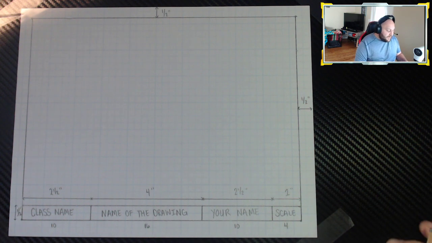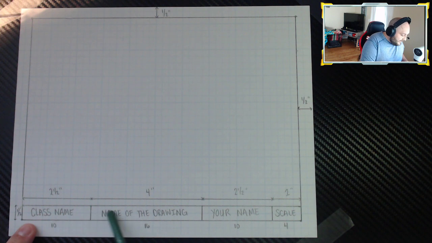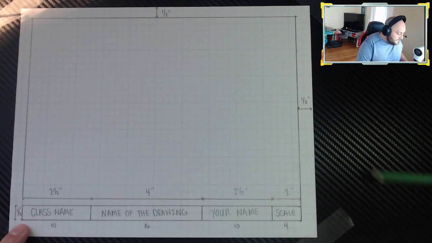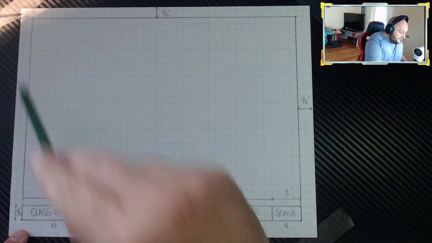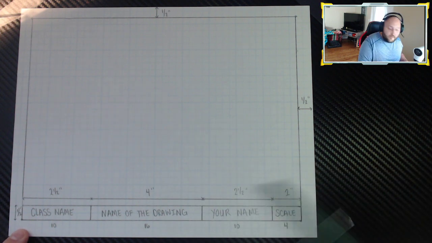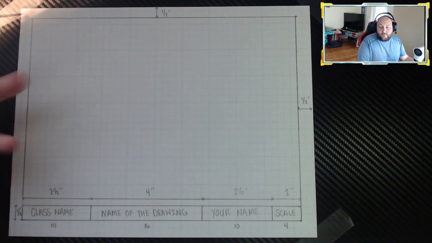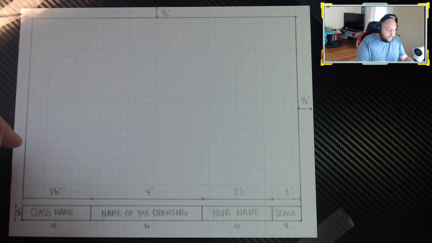So what you're going to be doing over the next couple days, actually next class period, you're going to be tasked with creating 3 more of these. All right, when you make your next one, you're going to leave class name, name of drawing, and scale blank. You can go ahead and put your name in there. And you're not going to include the dimensions. So it'll just be this rectangle with the 4 sub blocks, and then don't put class name, name of drawing, or scale in. All right, so you're basically creating templates for you to do all of your drawings on for this year. All right, well, that's it for title blocks.